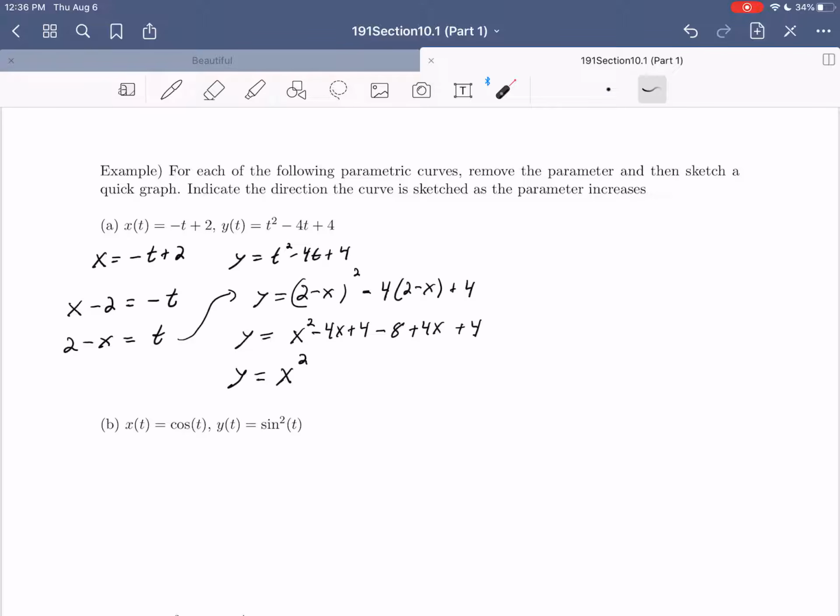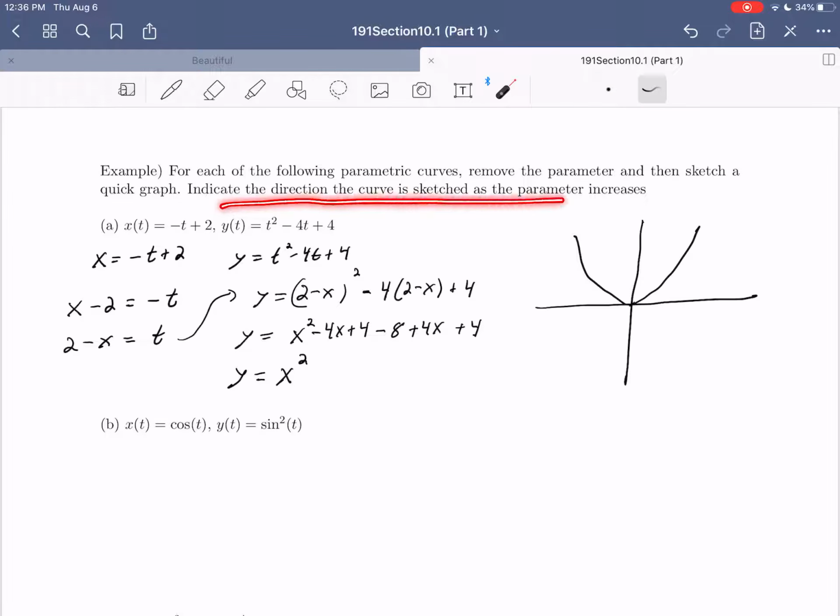and we would just get that y equals x squared. So, in other words, if we were to remove this parameter, it would be equivalent to the standard graph y equals x squared. Well, we know what that looks like. That's just a parabola, our standard parabola. There we go. But we'd like to do one more thing. We'd like to indicate the direction the curve is sketched as the parameter increases. So as the parameter gets larger and larger, what happens with these components? Well, let's focus on the easier one, the x. As t gets larger and larger, x gets more and more negative. That means that we're moving to the left. So the way that we're actually tracing this curve out is we're going this way.